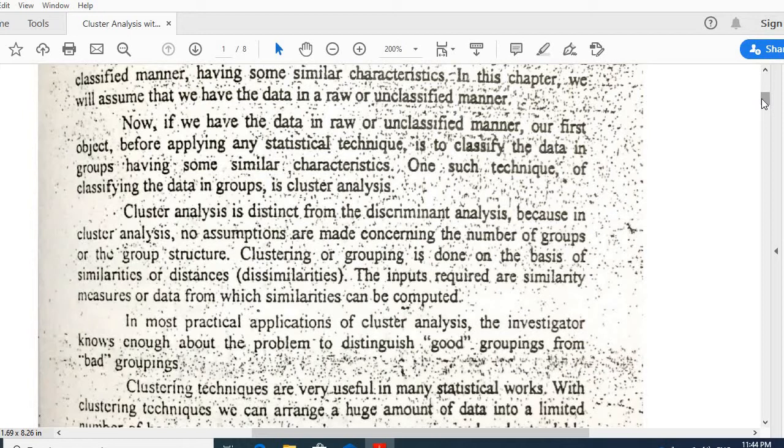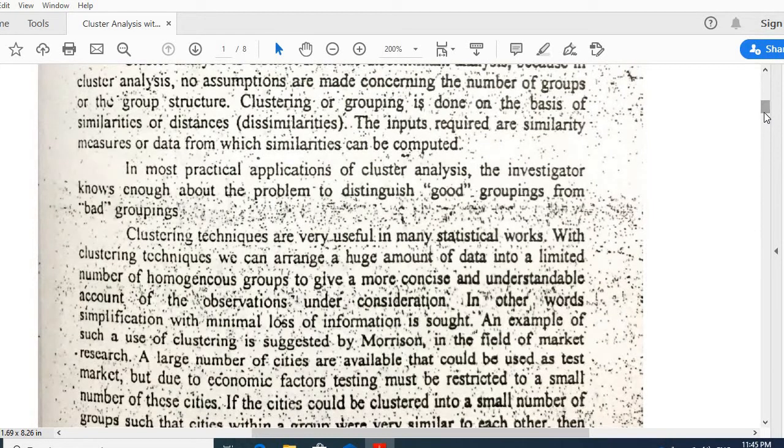The input required are similarity measures or the data from which similarities can be computed. In most practical applications of cluster analysis, the investigators know enough about the problem to distinguish good grouping from bad grouping. Clustering techniques are very useful in many statistical works. With clustering techniques, we can arrange a huge amount of data into a limited number of homogeneous groups to give a more concise and understandable account of the observations under consideration. In other words, simplification with minimal loss of information is sought.